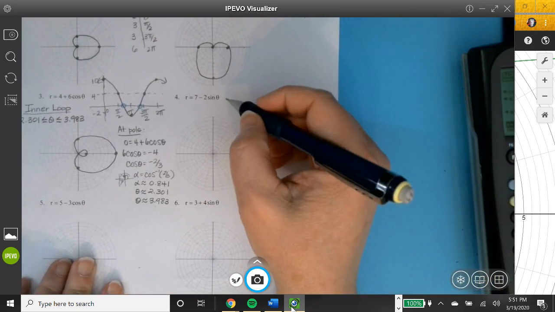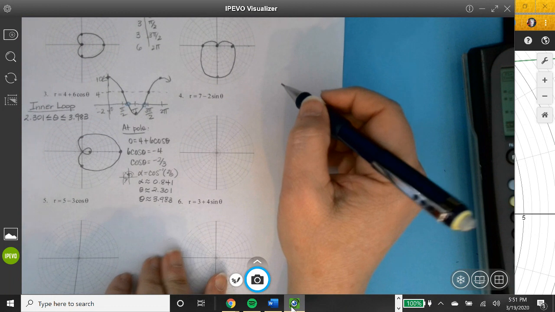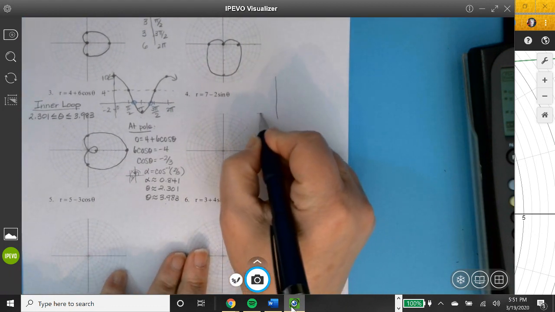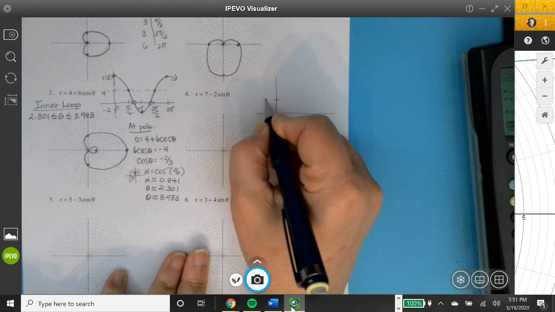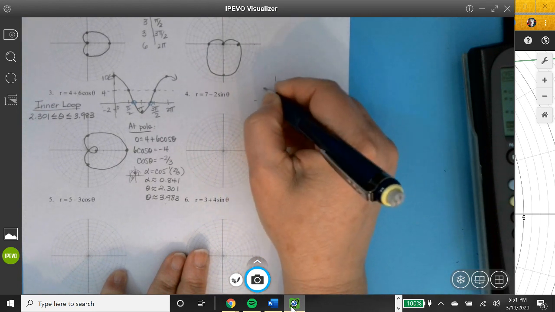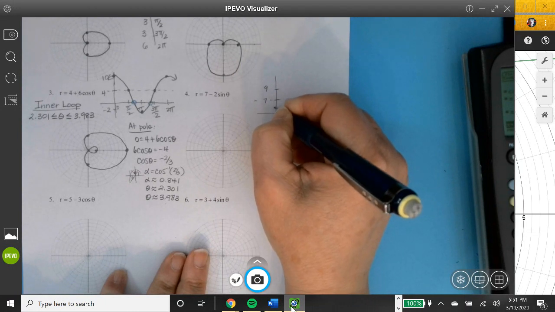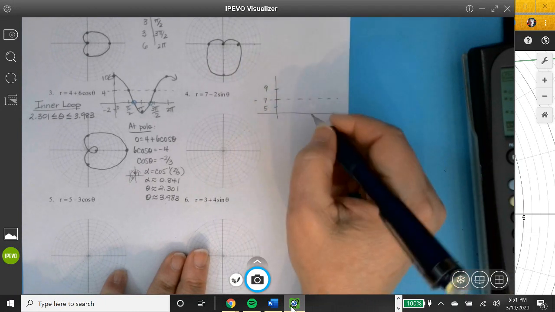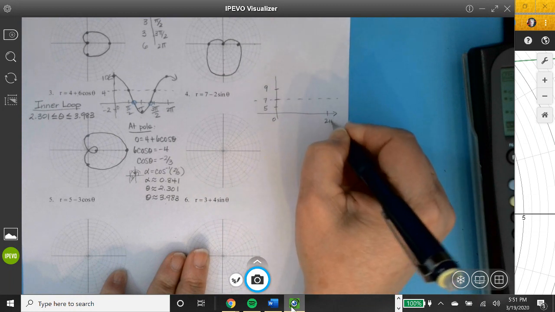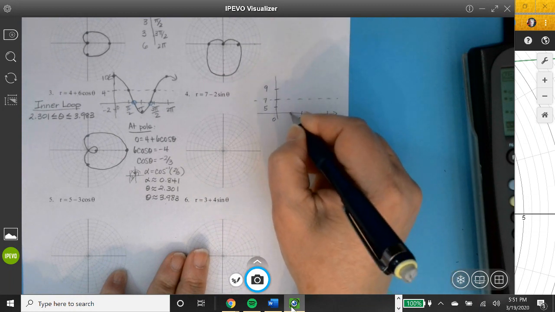This one is 7 minus 2 sine theta. 7 minus 2 sine theta means I have a midline of 7. Here it is. Here's my midline. And my amplitude is 2. So I'm going to go up to 9, and I'm going to go down to 5. And my period is 2 pi still, because we're starting off nice and basic.